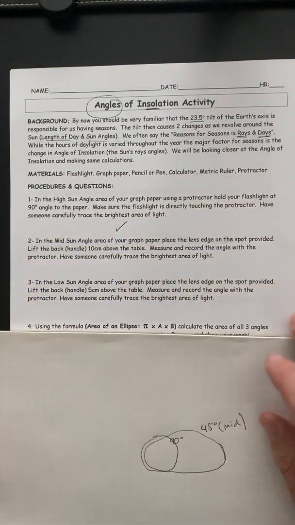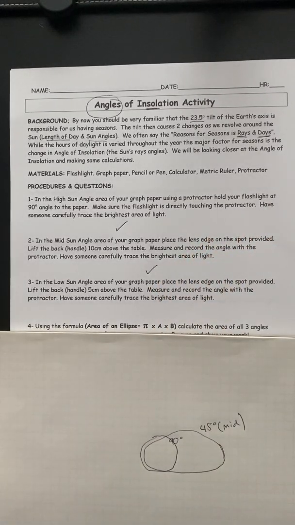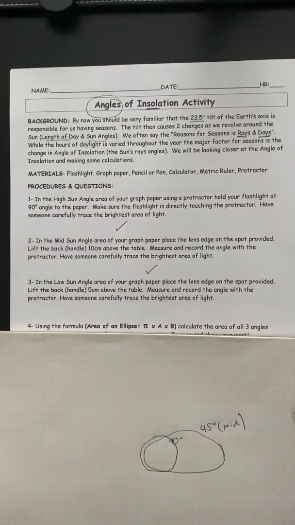So let's continue on and see what the heck do you think? Take a guess right now from what we've seen. The angle got lower and we started to warm a larger area. What do you suppose would happen in our low sun angle? Do you think it's going to cover a bigger area or a smaller area? Let's discover.